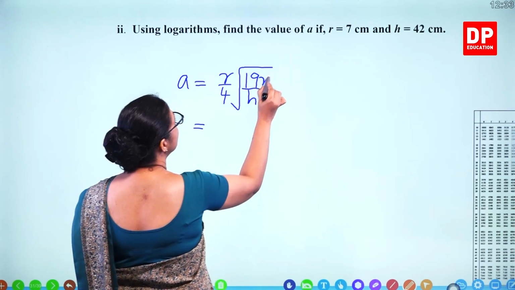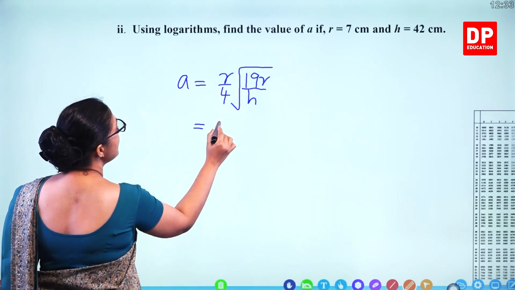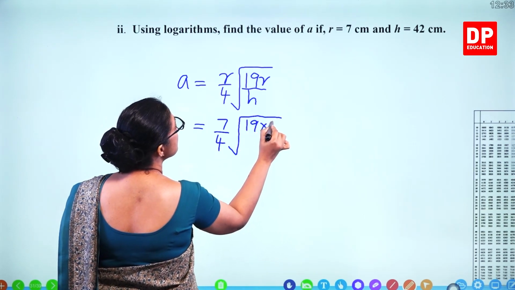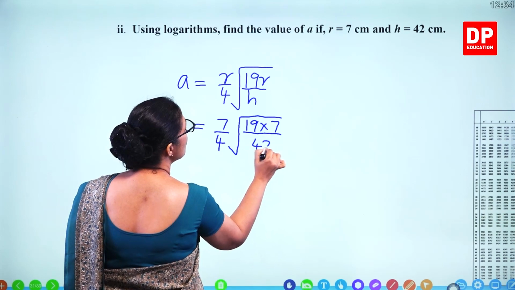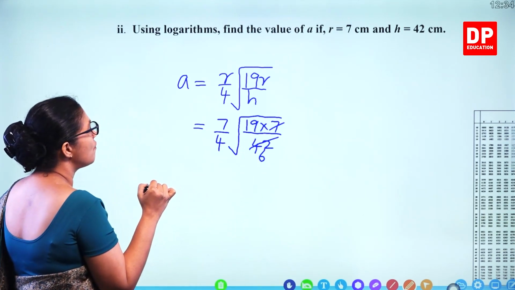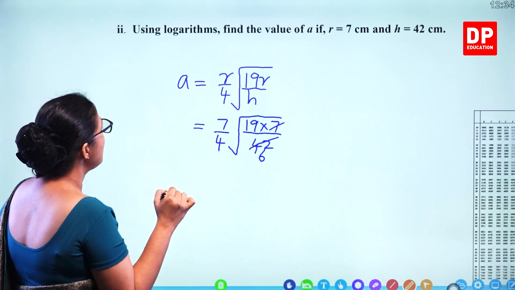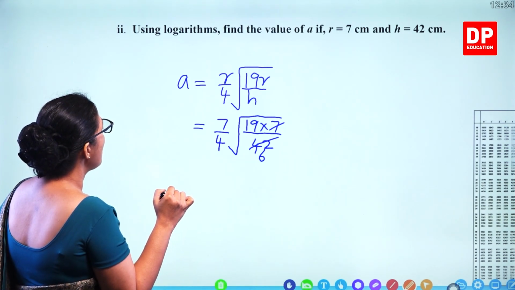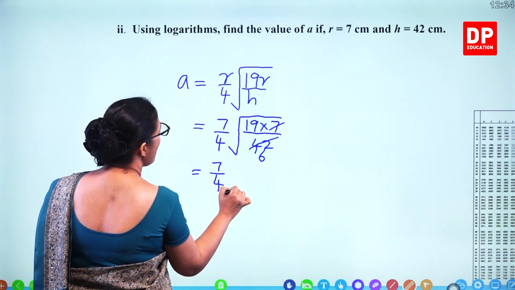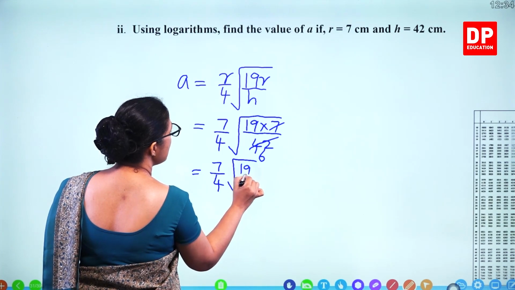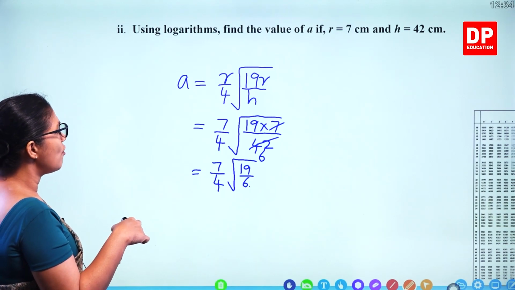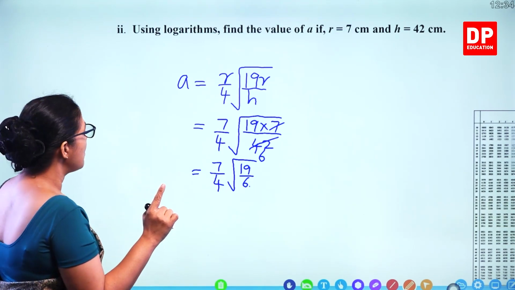19R. Now substitute R equals 7, so 7 over 4 times 19. This is 7, H is 42. So 7 times 6 is 42. And then the square root we'll do separately. So this is 7 over 4 times the square root of 19 over 6. Either you can divide and get the value, or we'll use logarithmic tables.